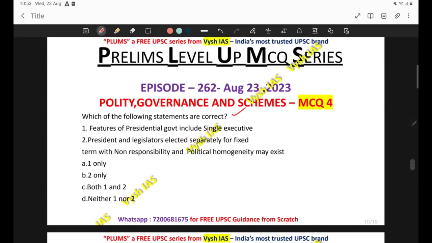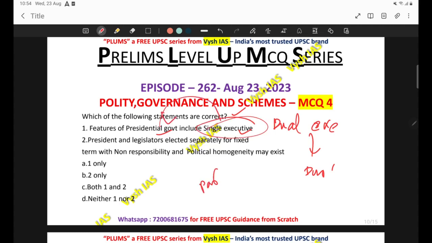Which of the following statements are correct? Features of presidential government include single executive. Yes. What is dual executive? This feature resonates with the parliamentary form of government, whereas single executive is with the presidential form of government. So please go through the difference between parliamentary versus presidential form.